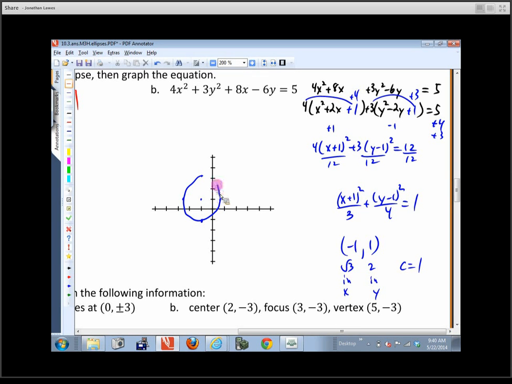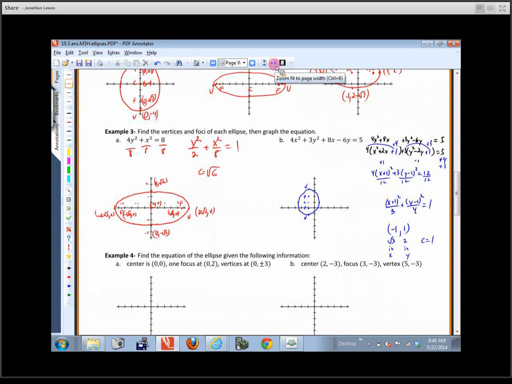My screen is a little bit distorted. Mine looks like a really ugly circle on my screen, but that shows the correct stretch right there. It is a vertical major axis, and I just go up 1 and down 1. Focus, center, focus, vertex, vertex there. And then you could label everything, right? Any questions? Sure?